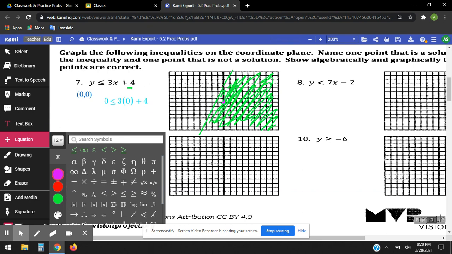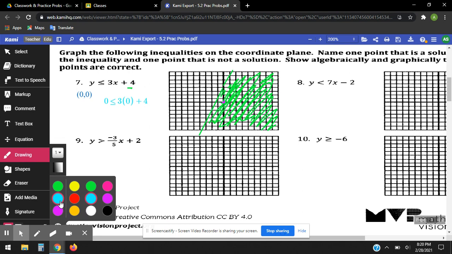All right, so we'll change our drawing one to blue. Let's go ahead and put our 0, 0 at blue. Okay, it's hard to see inside that green. All right, so we'll take our purple then, and we'll pick a point outside of it. So I'm going to do 1, 2, negative 3, 0.